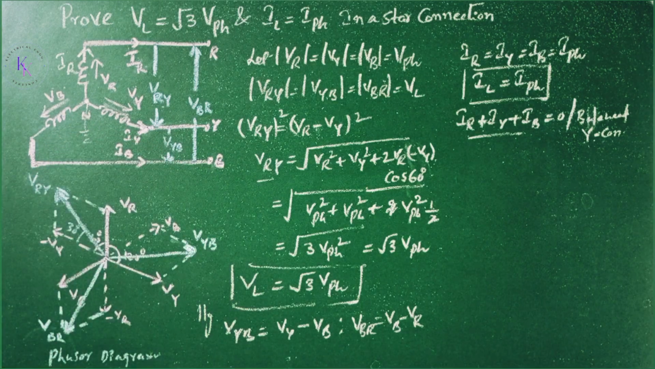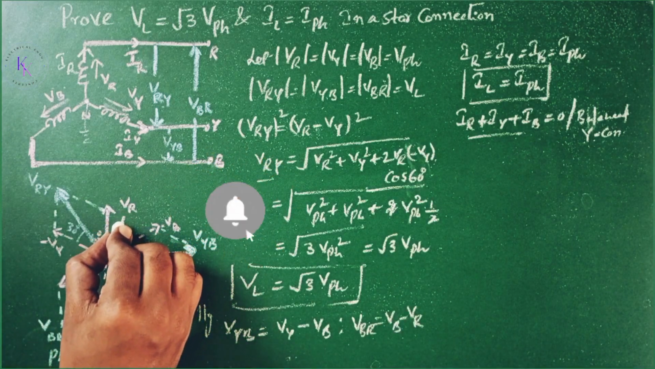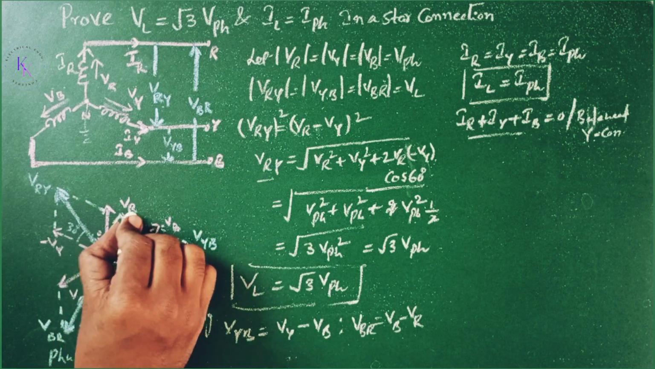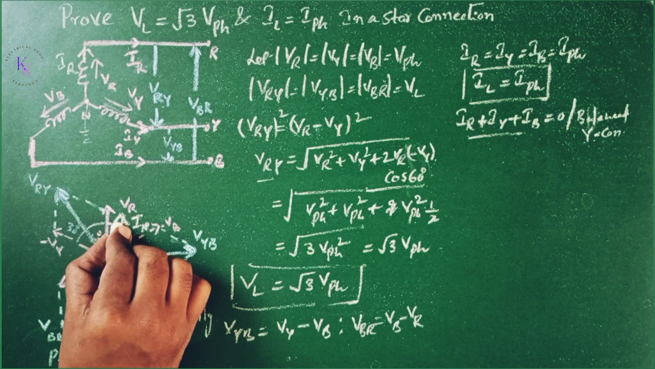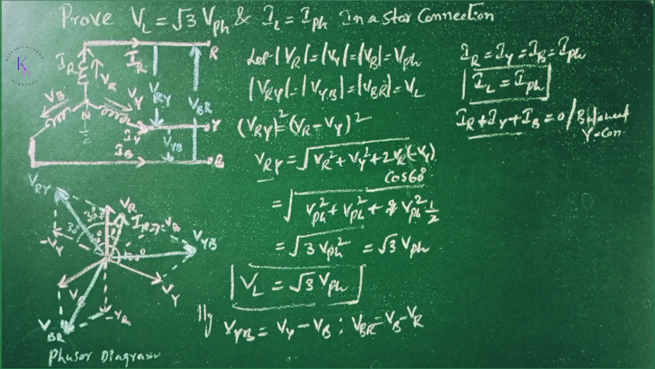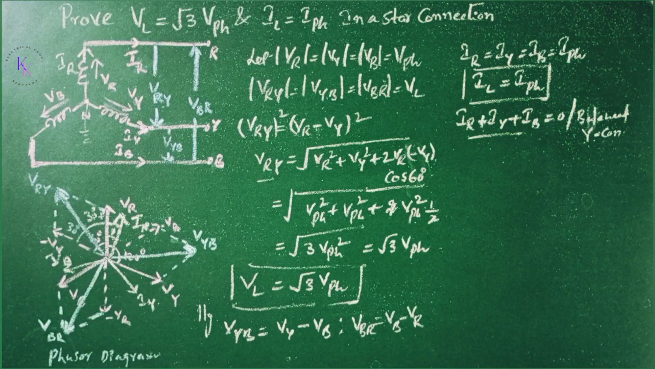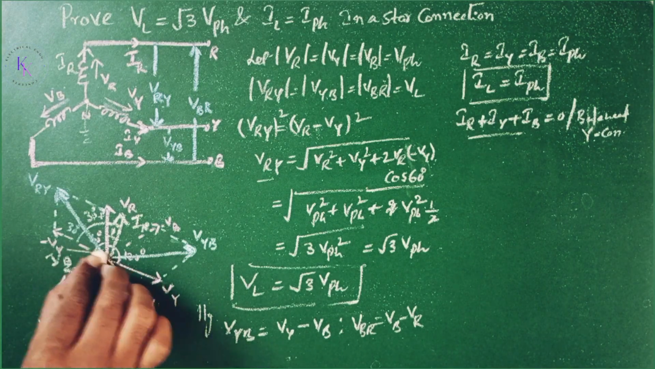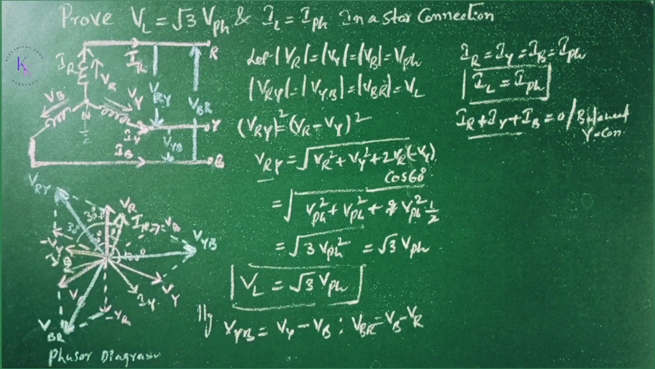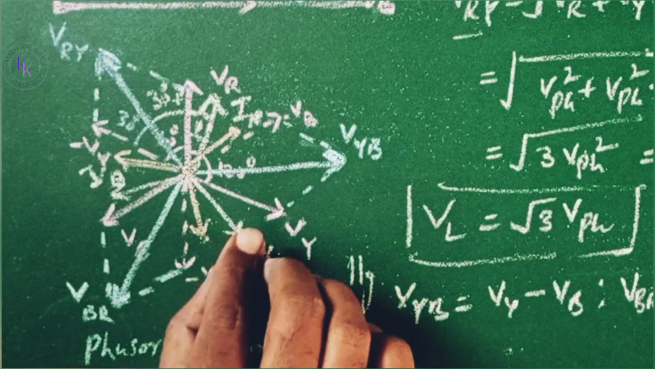The angle between the line current and the corresponding voltage for lagging loads, if you observe, this is the current IR, which will be 30 degrees plus this angle phi. So the angle between the line current and the corresponding voltage is 30 plus phi for lagging loads. If you consider leading loads, the line current is 30 plus phi leading. These are the leading currents and these are the lagging currents.